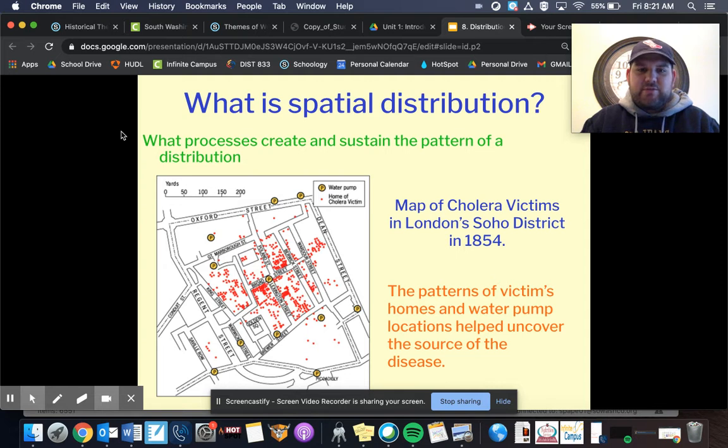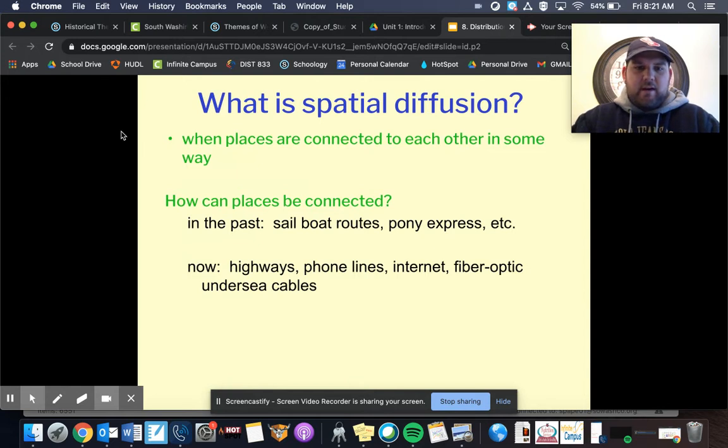What is spatial distribution? Spatial distribution is what processes create and sustain the pattern of distribution. That's the definition of spatial diffusion. Further to explain that, when places are connected to each other in some way, that's spatial diffusion as well. How do places become connected? In the past, it was boat routes and train tracks. Now it's highways and phone lines and the internet and undersea cables. Really now, anybody who has a phone, you can be connected with them, but that's spatial diffusion.